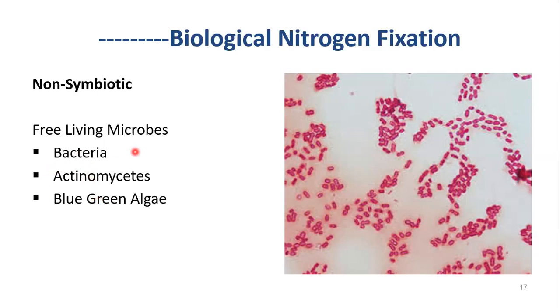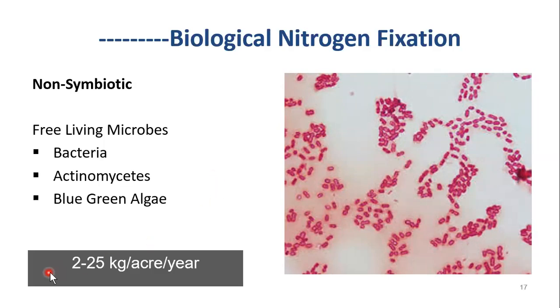So they are also bacteria, actinomycetes, and green algae. So they are the major source of that. And they can fix from 2 to 25 kilogram nitrogen per acre per year. So they have also good capacity, but of course, the symbiotic has a relatively higher capacity to fix nitrogen.